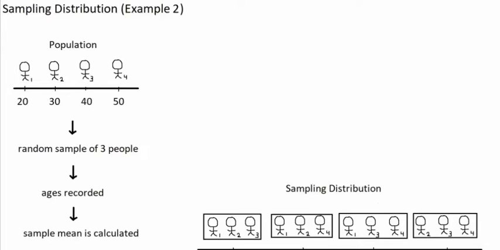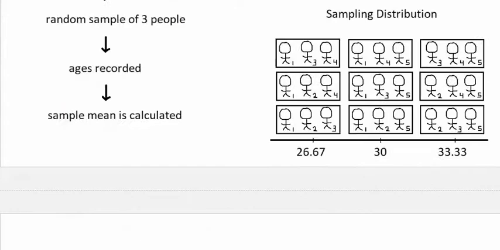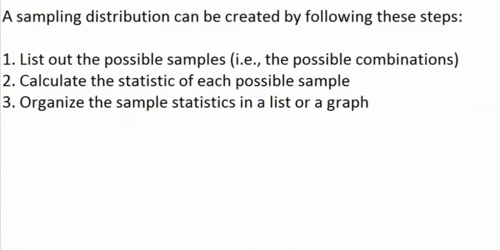Like I said, when the sample mean is being calculated, like it is in this situation, the population mean and the mean of the sampling distribution are equal. Let's go to point number 2.